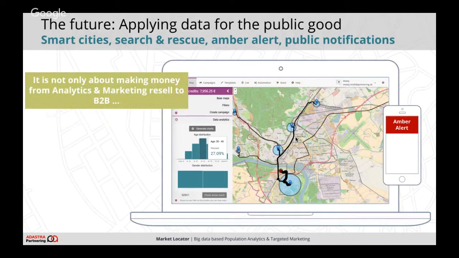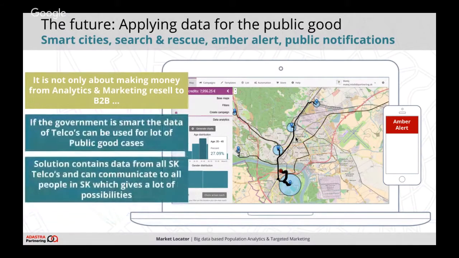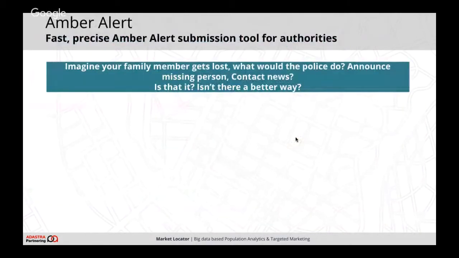So it's not just about selling analytics and marketing to businesses, but it should be more about, or in the future, using this insight, using that capability to provide smart governments with information about planning their roads. It should be about smart municipalities understanding the footfall, and it should be about smart communication with people. Let's go through a couple of examples.